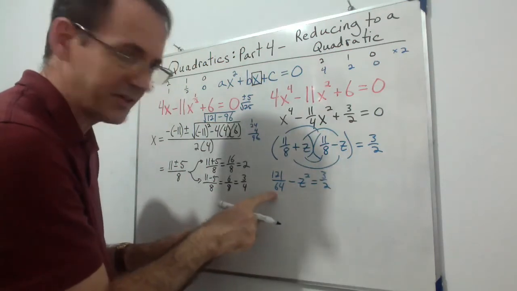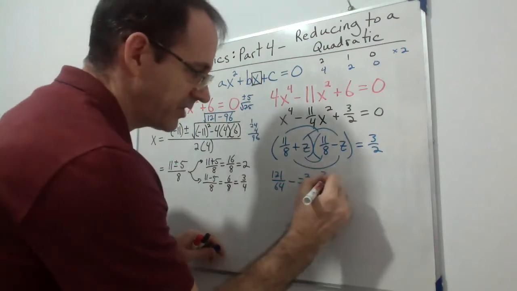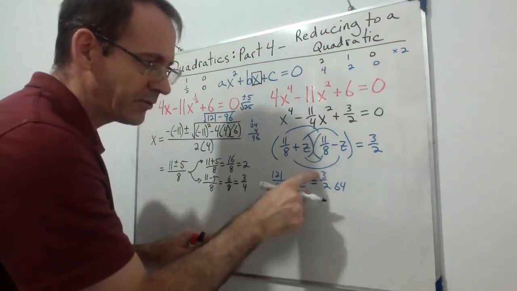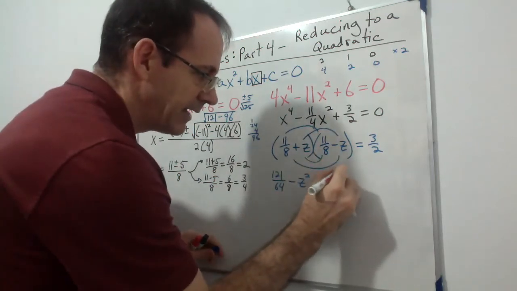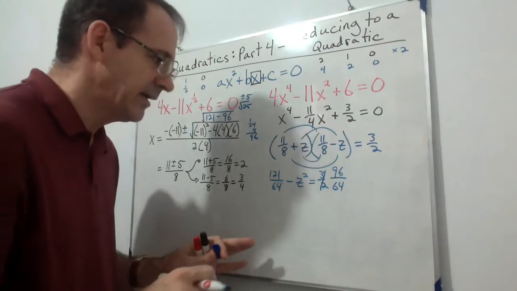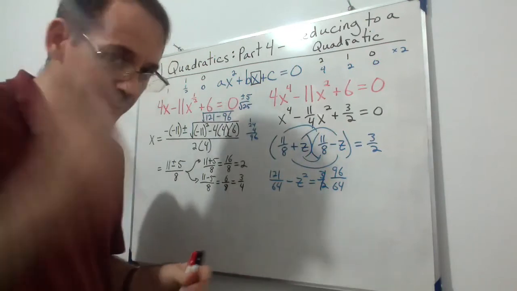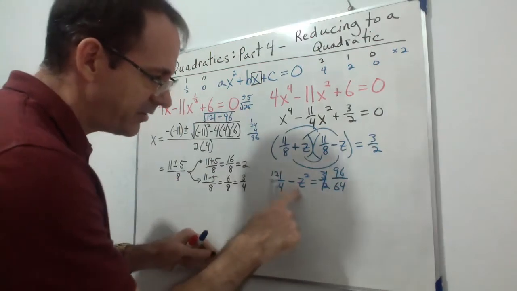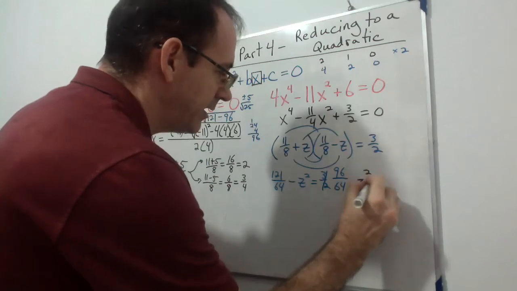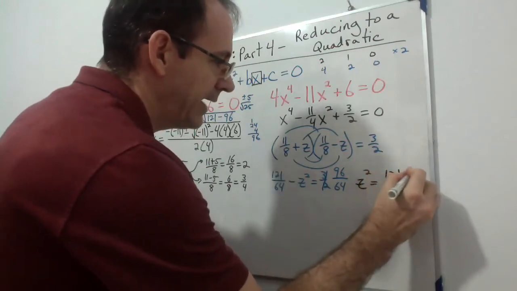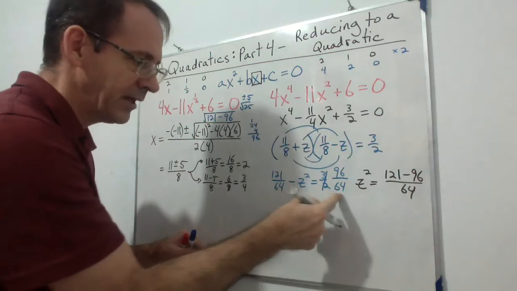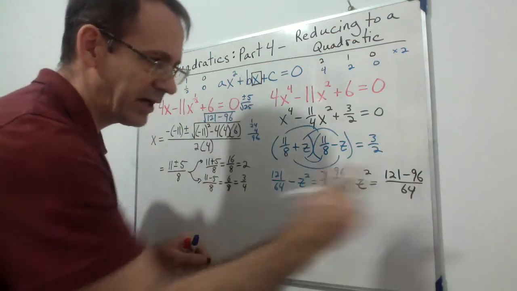Now, because this is in 64ths, I'm going to change this to 64ths just to make it better. So if this is 64, we have to multiply by 32. So if we multiply this by 32, we get 96. Again, you can use your calculator to help you with that so that you're not straining your brain. Okay, so if we add this to the other side and subtract this one over here, we get z squared equals 121 minus the 96 over 64. So we added z squared over here to make it positive. We subtracted the 96/64. They have common denominator.